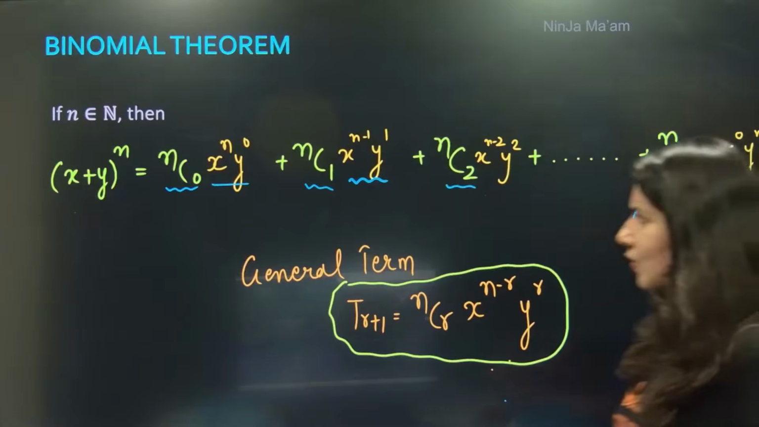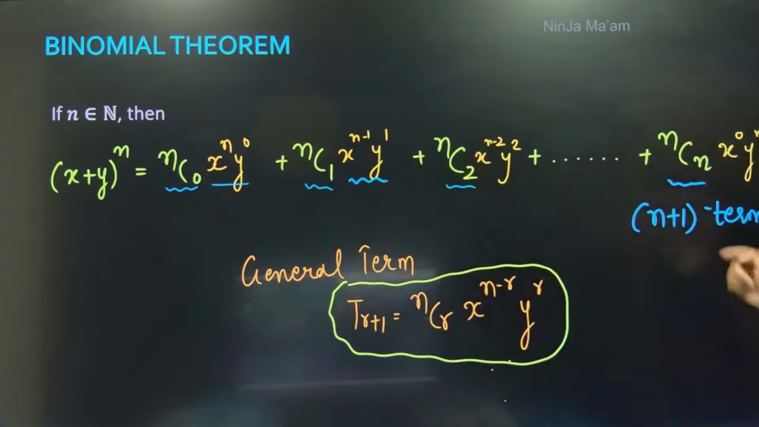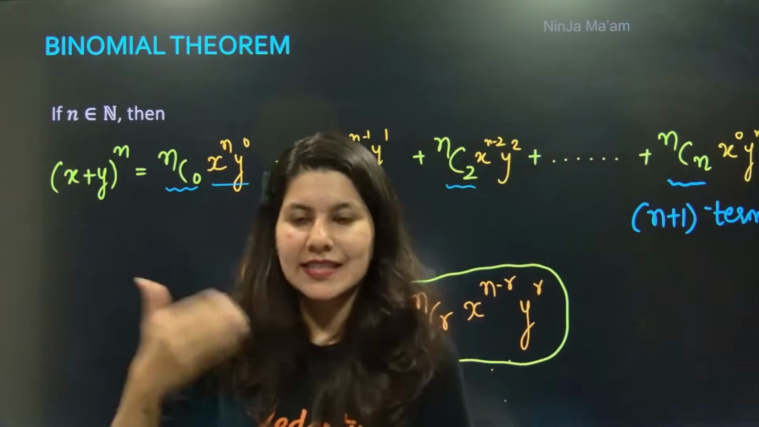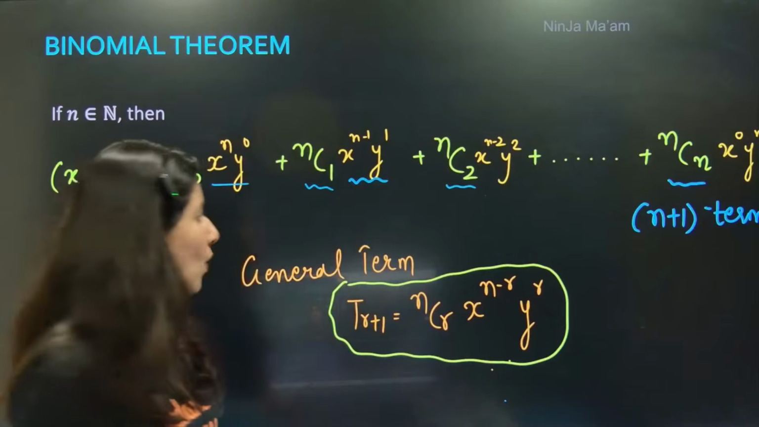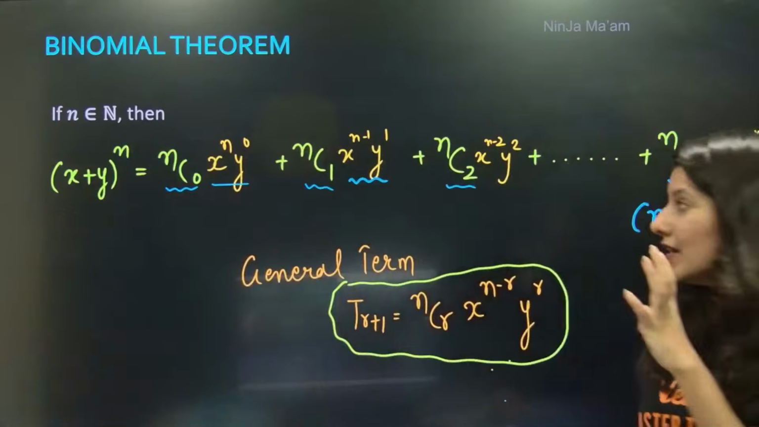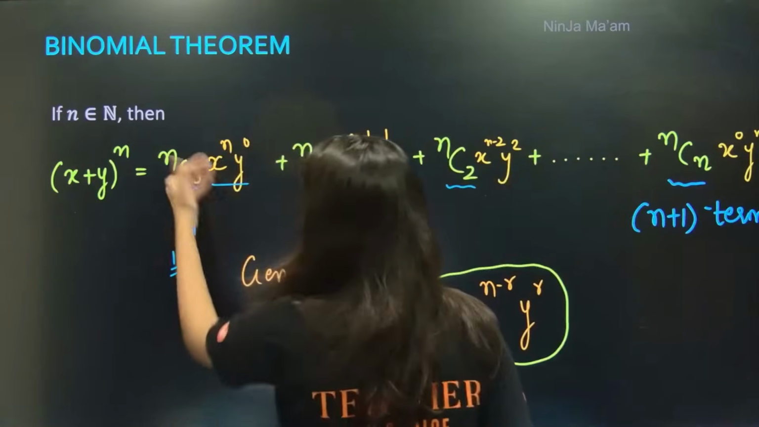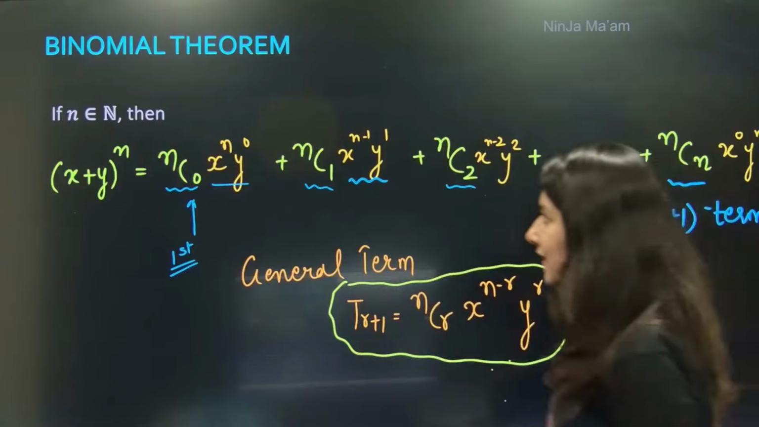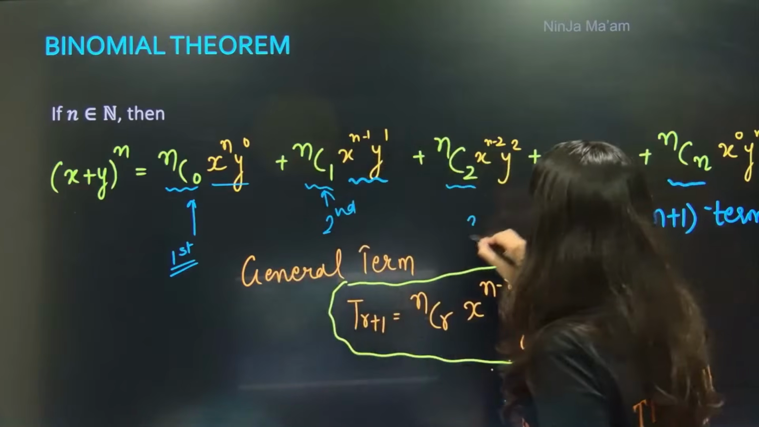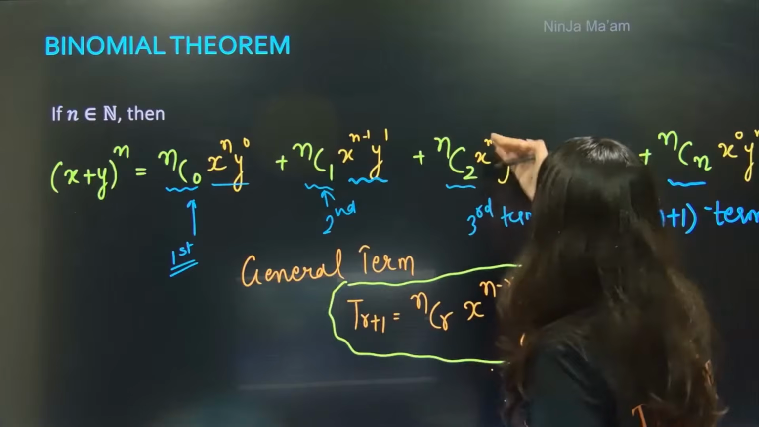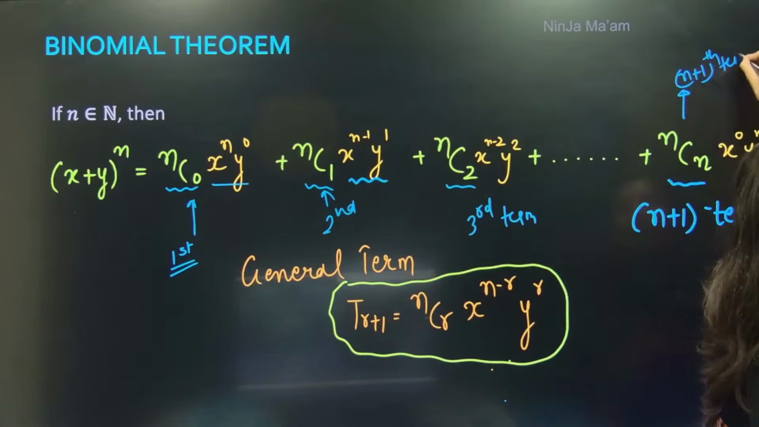You can actually see this also. If I start with nC0, nC1, nC2, up to nCn, how many coefficients can you count? nC0, 1, 2, starting from 0 to n. How many coefficients? n plus 1 coefficients. Now focus nicely. This is your first term, having nC0. The second term has nC1. The third term has nC2, and the last term, the (n plus 1)th term, has nCn.